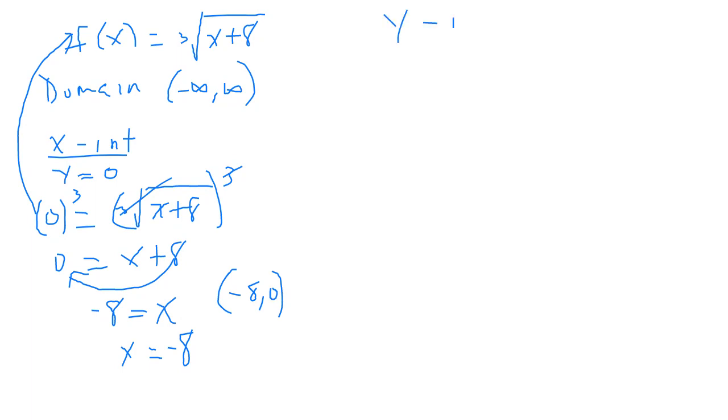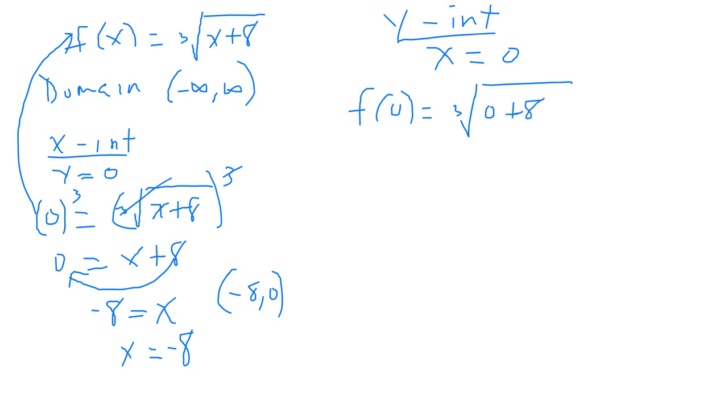Now for the y-intercept, x equals 0 always. So f of 0 equals the cube root of 0 plus what? 8. So the cube root of 8, 0 plus 8 is 8, so you have 2. So this means that when x is 0, y is what? 2. That's it.